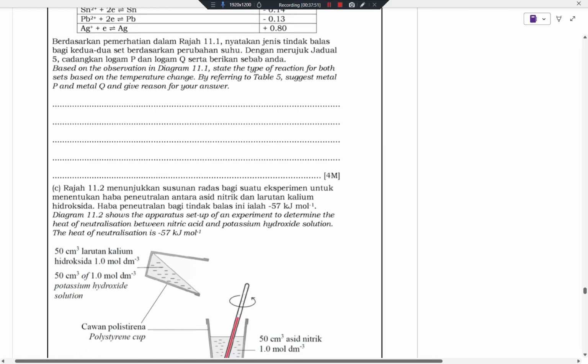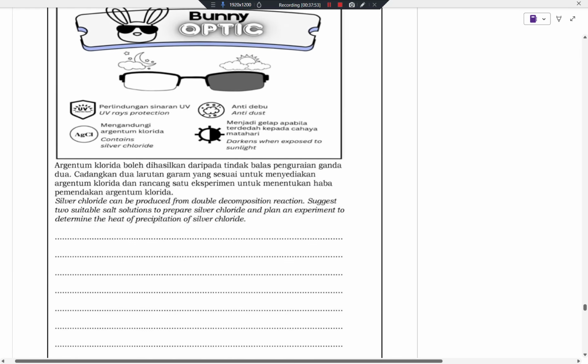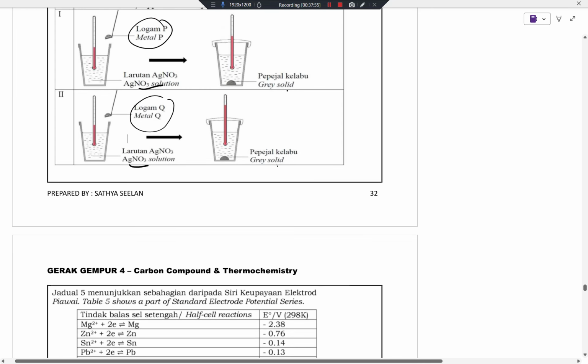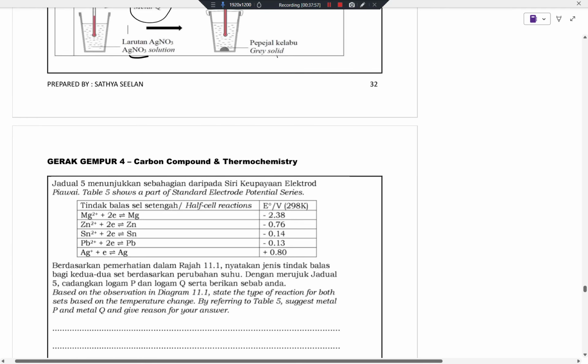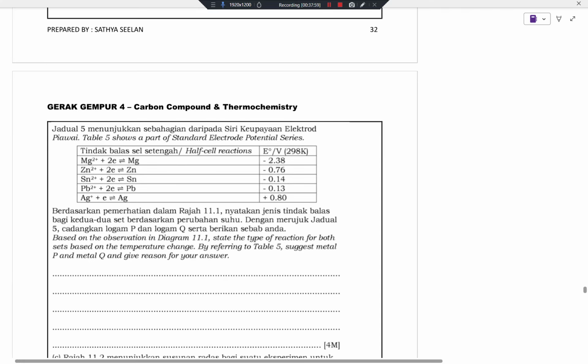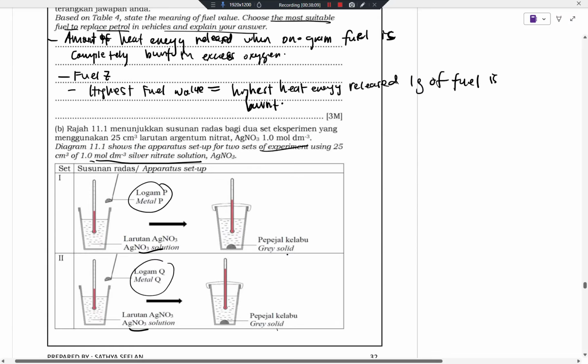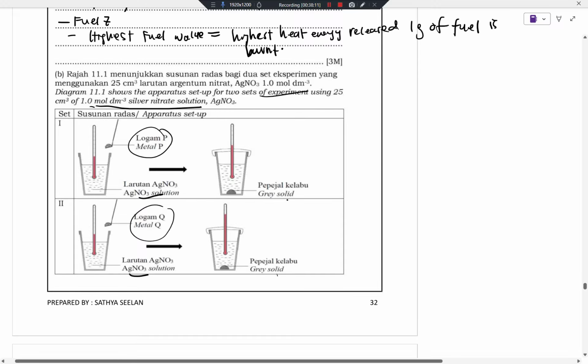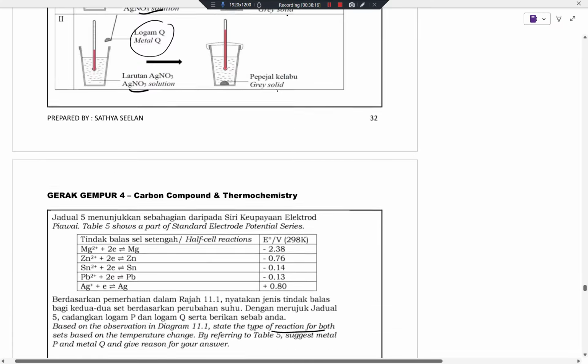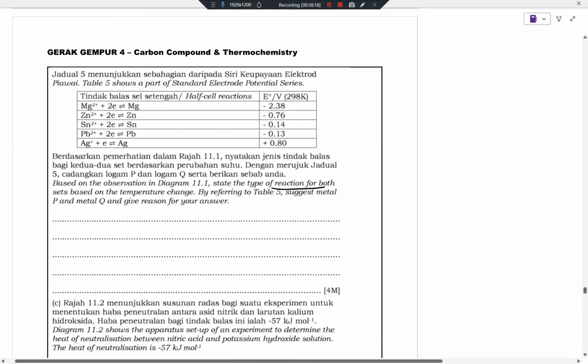Okay, now upper standard electrode potential கொடுத்திருக்காங்க. Based on diagram 11.1, state the type of reaction for both set. Okay, both setலயும் என்னன்னு கேக்குறாங்க, type of reaction. So it's a exothermic reaction. எப்படி நம்ம சொல்லலாம்னா, okay, it's a displacement reaction. அதை வச்சு நம்ம சொல்லலாம், it's a exothermic. Okay, displacement is always exothermic.